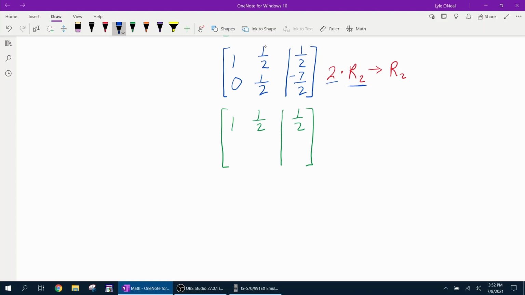So 2 times 0 is 0. 2 times a half is 1. 2 times negative 7 halves is negative 7. All right, so now if we take an inventory of where we're at, notice we have 1s on the diagonal. Everybody below that is 0, so now we have finally reached row echelon form.